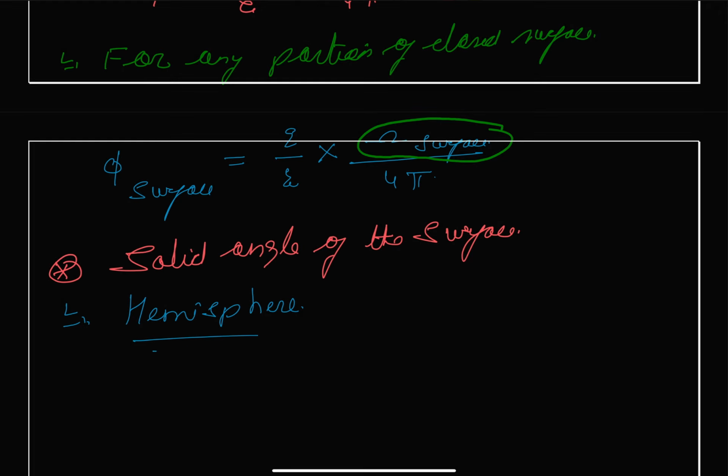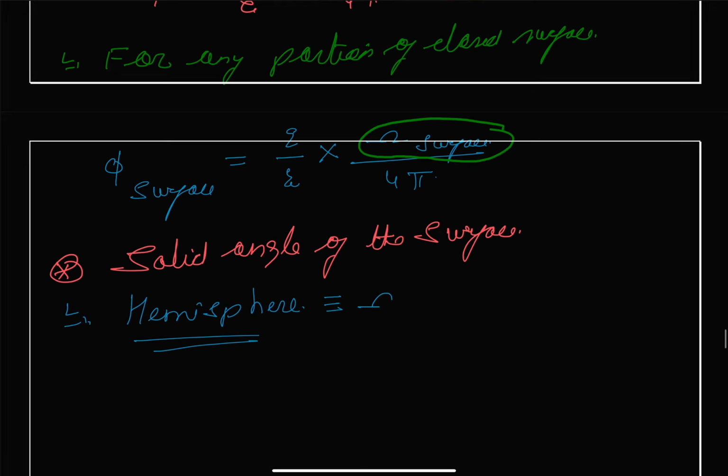And for the hemisphere we can write that the solid angle of the hemisphere will be equal to 2 pi.